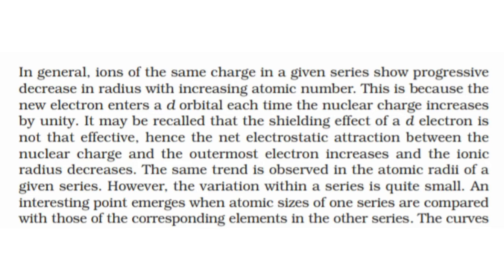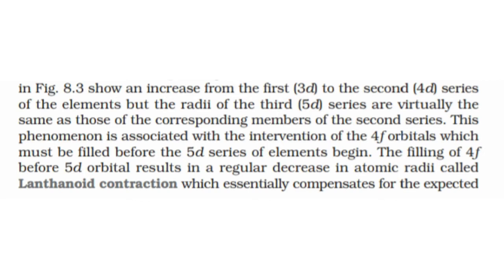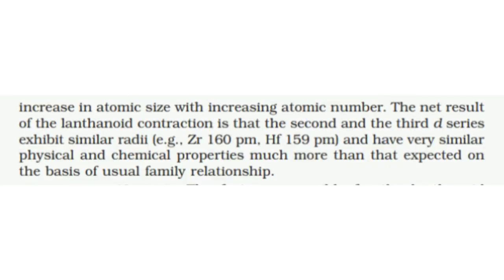An interesting point emerges when atomic sizes of one series are compared with those of corresponding elements in the other series. The curves in figure 8.3 show an increase from the first (3d) to the second (4d) series of elements, but the radii of the third (5d) series are virtually the same as those of corresponding members of the second series. This phenomenon is associated with the intervention of the 4f orbitals, which must be filled before the 5d series of elements begins. The filling of 4f before 5d orbitals results in a regular decrease in atomic radii called lanthanide contraction, which essentially compensates for the expected increase in atomic size with increasing atomic number. The net result of the lanthanide contraction is that the second and third d series exhibit similar radii.